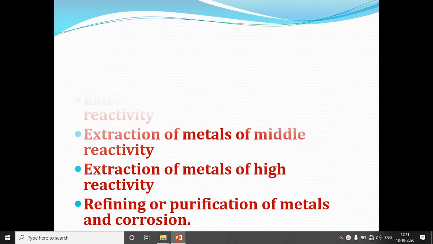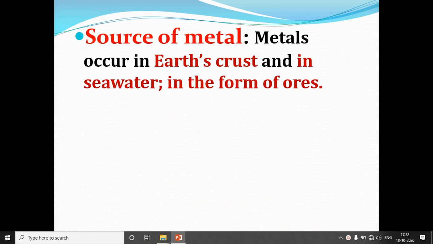Okay, so first we will learn about source of metal. Where does metal occur? Metals occur in earth crust and in sea water in the form of ores. So what is meant by earth crust? Surface layer of the earth. Most of the metals are present in earth crust and it is also present in sea water in the form of ores.